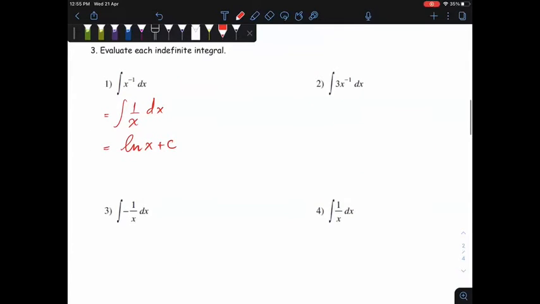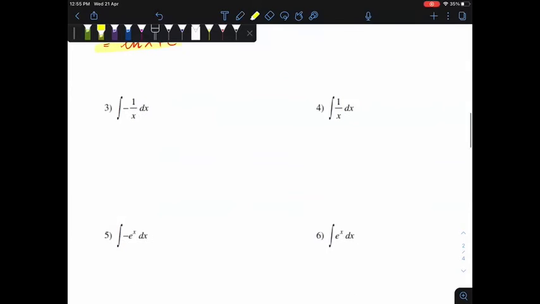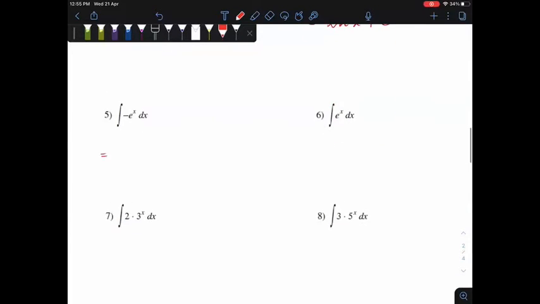Number 2, the integral of 3 times x to the power of negative 1. 3 is a constant, so it will be 3 ln x plus c. Number 3, integral of negative 1 over x, so it's negative ln x. Number 4, it's ln x direct, and the integral of negative e to the power of negative x is the same, negative e to the power of x plus c.